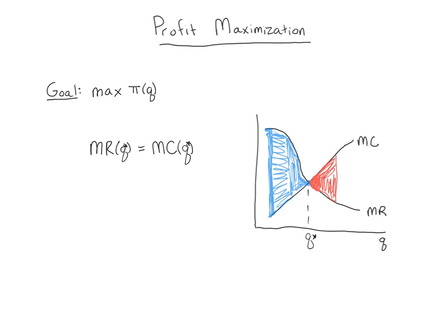So you don't want to stop production when MR is greater than MC, because then you've missed out on opportunities to make more money. At the same time, you don't want to stop when MC is greater than MR. You never should have produced that stuff, and thus it's optimal to stop when MR equals MC. Which is our golden rule for choosing quantity.